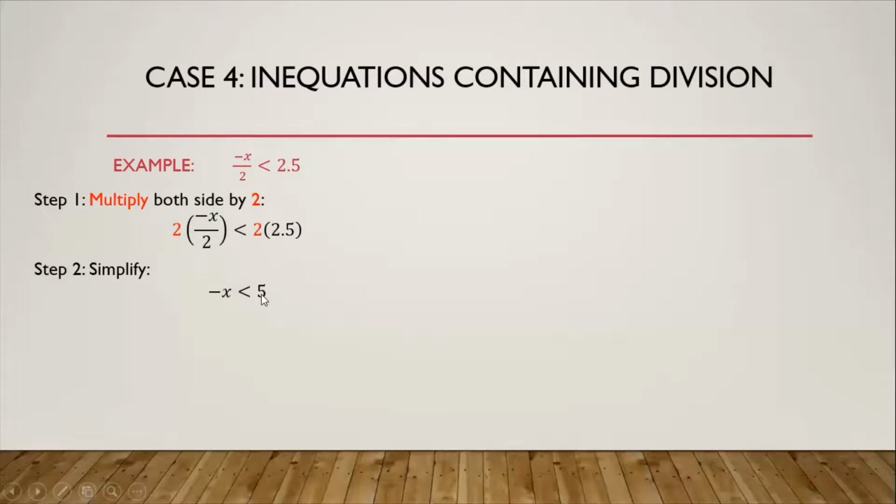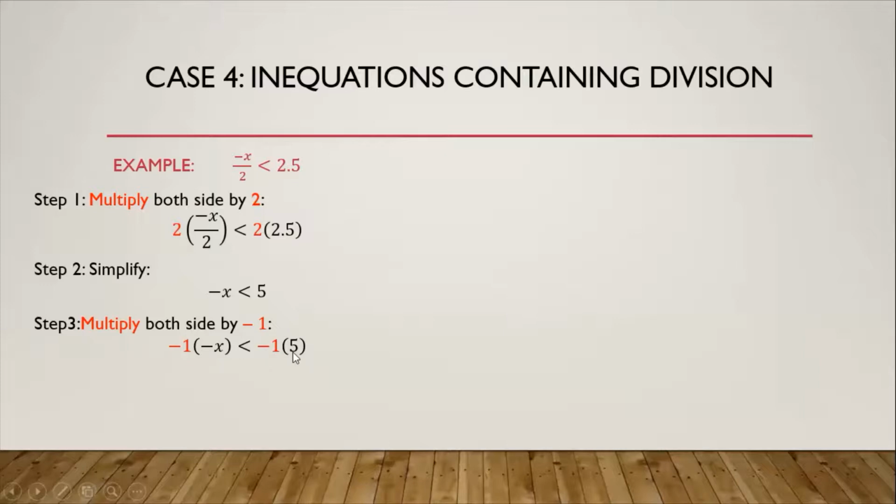Are you finished here? Absolutely no. You have an additional step, which is step 3. So you're going to multiply both sides by negative 1. Why? Your variable cannot be negative. Your variable should always be positive. So if we multiply both sides by negative 1, how would we write that? This is exactly how you would write it. So you would end up with negative 1 times minus x is less than negative 1 times 5.